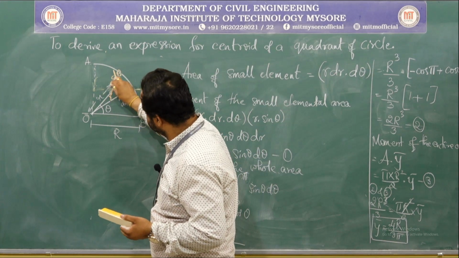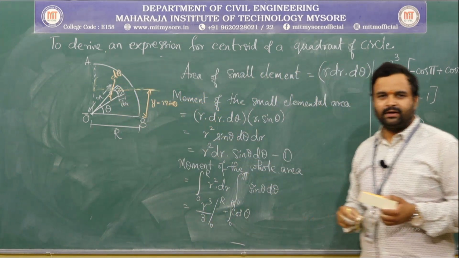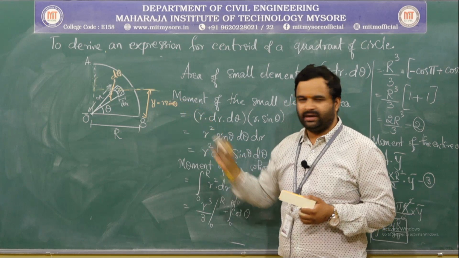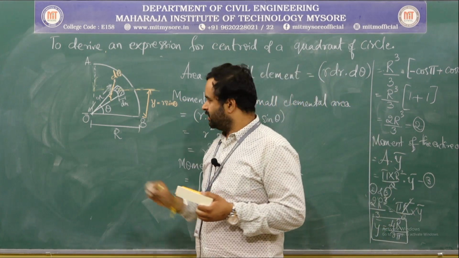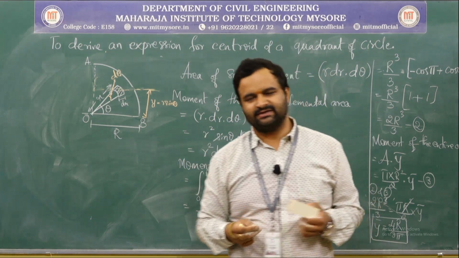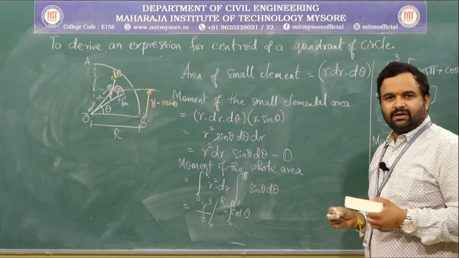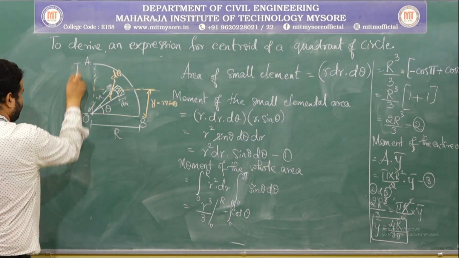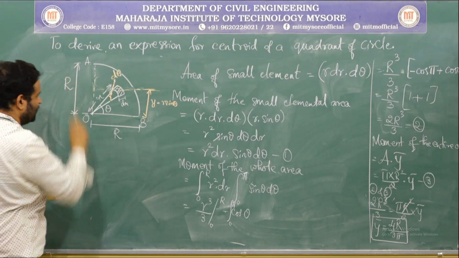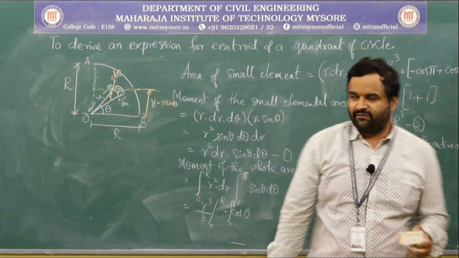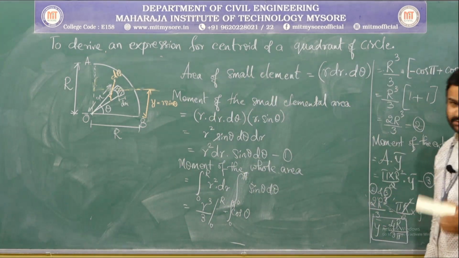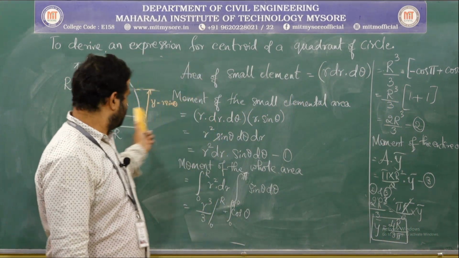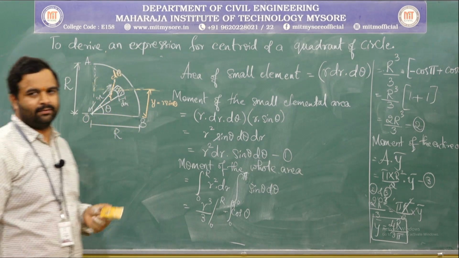The initial steps remain the same. Let the smaller element be located at a radial distance of r from origin O. Let the thickness of that element be dr, and let that be located at an angle of theta with respect to the horizontal axis or x axis, and let the radius of the quadrant of a circle be capital R. Let me write the radius here also. This is radius R. Now for this case, if you observe, it is not symmetrical about any axis, so that means you will have x bar and y bar also. In this case you should write x bar and y bar.